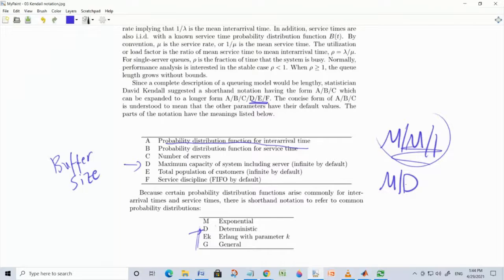Now you have the fifth thing that you may add to your notation to describe your queue, which is the total population. Again, if it's omitted, then it is infinite. And the last thing is the queuing discipline or the service discipline. If it's not mentioned, then it is first in, first out, or first come, first served.